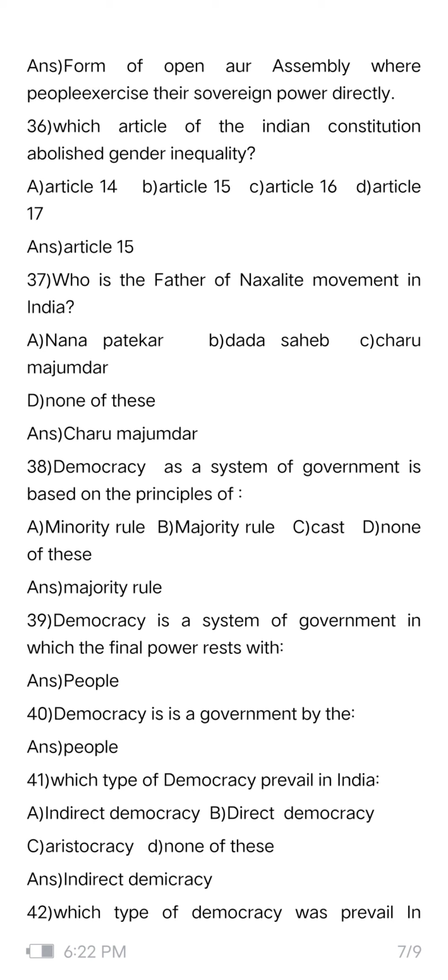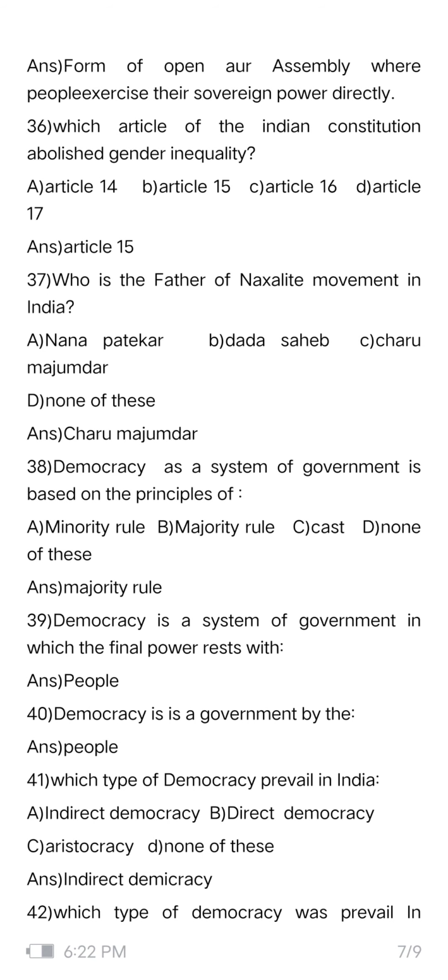Which type of democracy prevails in India? Option A, indirect democracy. Option B, direct democracy. Option C, aristocracy. And option D, none of these. Right answer is indirect democracy.